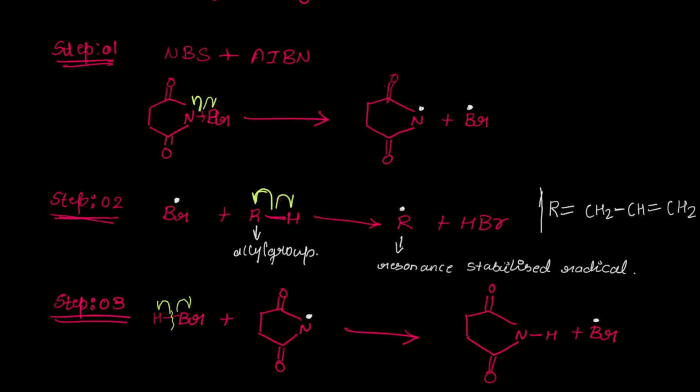This bromine radical formed in step 1 is carried to step 2, where it abstracts the hydrogen from the allylic group. So there's a formation of an allylic radical, which is resonance stabilized, and a small amount of hydrogen bromide is formed.